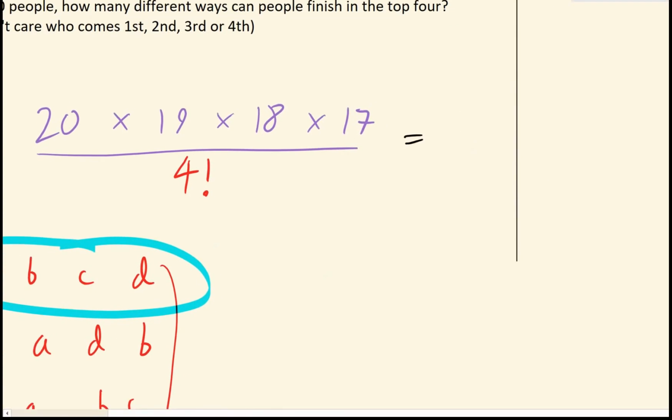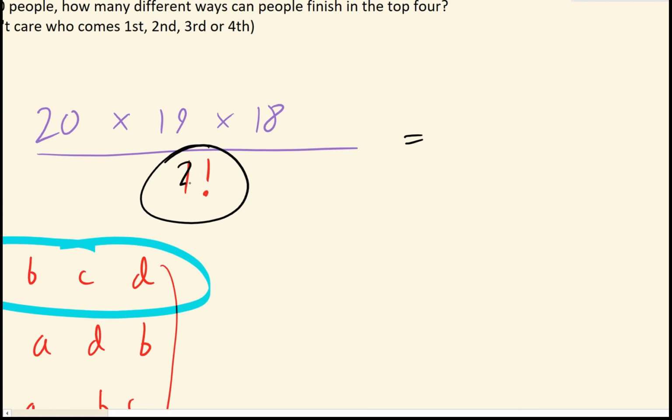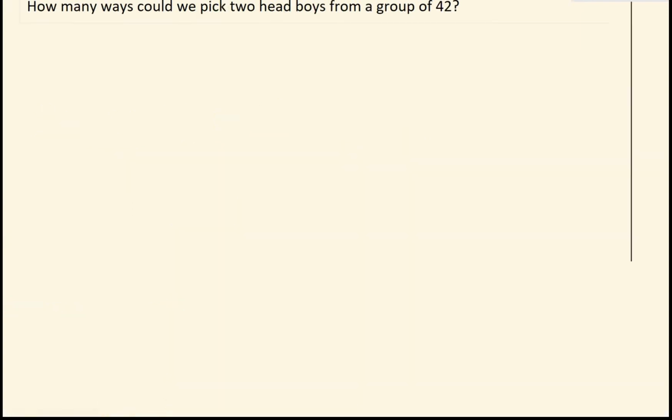Hope that made sense. So the key difference here was that the order didn't matter. We didn't care who came first, second, third, or fourth, so we had to divide. And pretty much 9 times out of 10, you divide by the number of people factorial. So if there's only 3 people, we have 3 numbers here, and then we'd only divide by 3 factorial. Okay? Let's see another example.